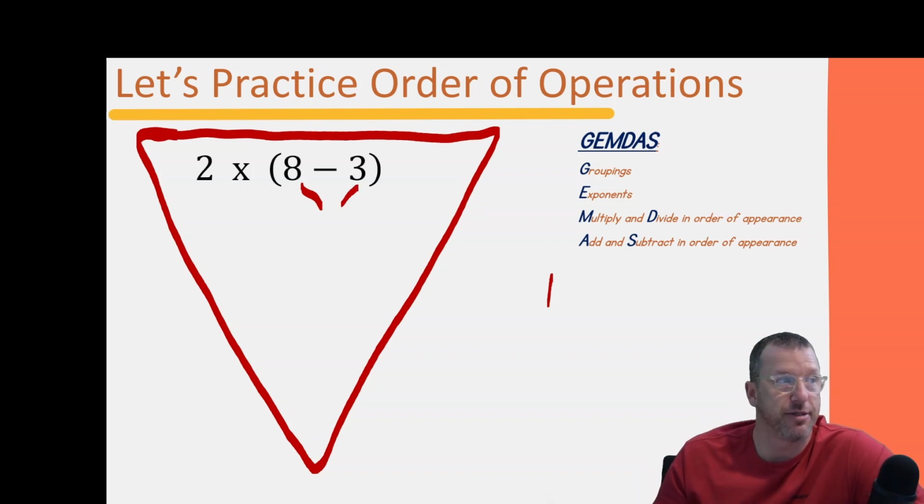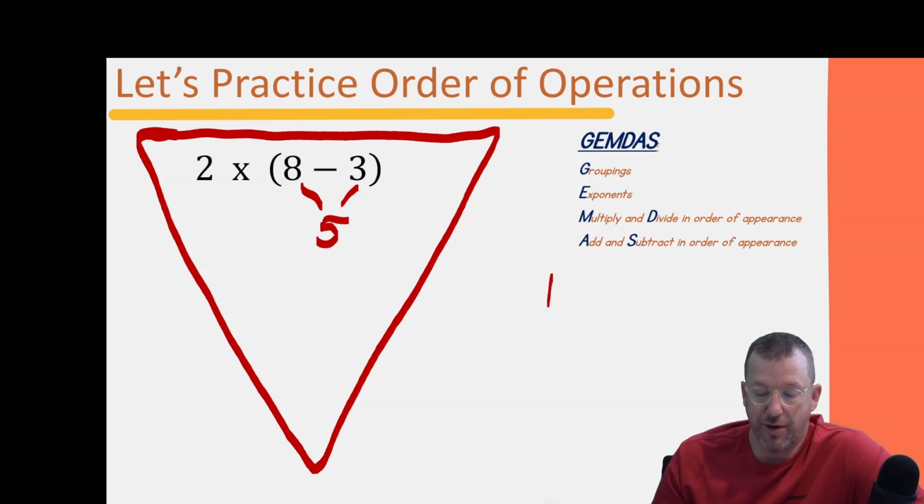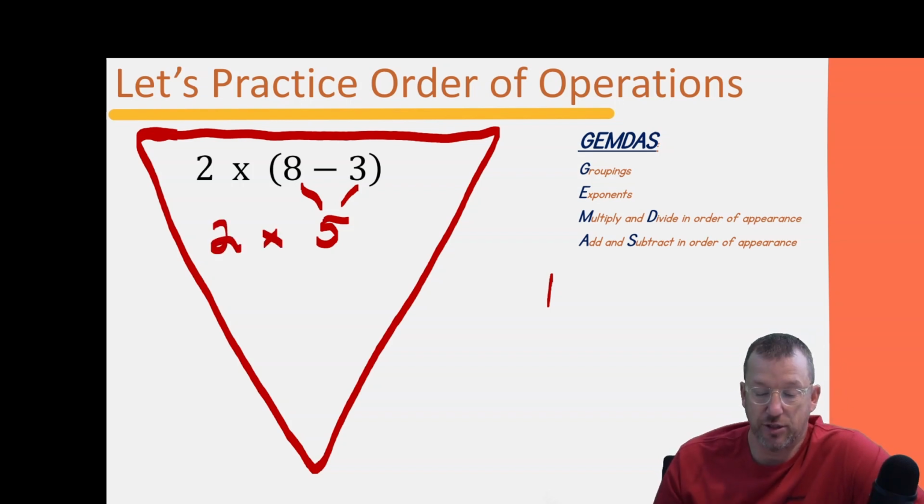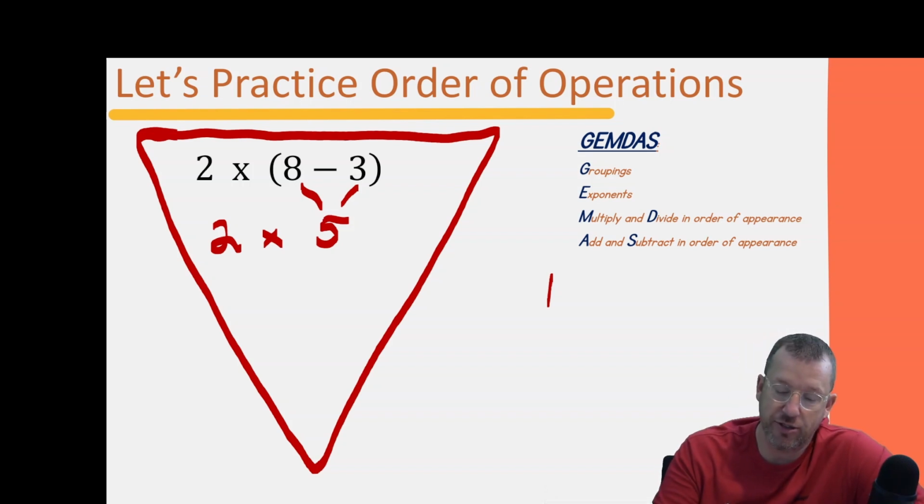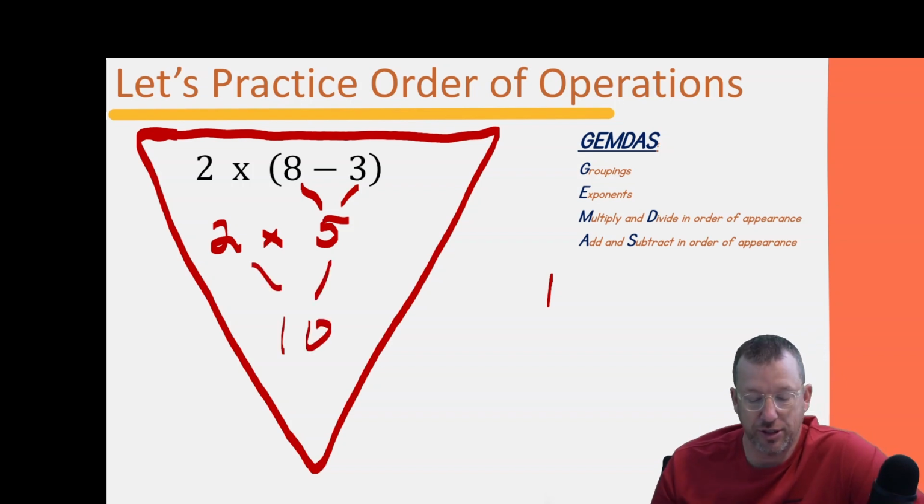And what is 8 minus 3? Well, it's 5. So you do one step at a time, you write it down, and then you bring everything else down that you did not do. Okay, so the only thing I have left is 2 times 5. Do I have any exponents? No. Is multiply and divide next? Yes. What is 2 times 5? You draw your two lines and you solve. And the answer to this question is 10. We did groupings first, and then we worked our way down the list.